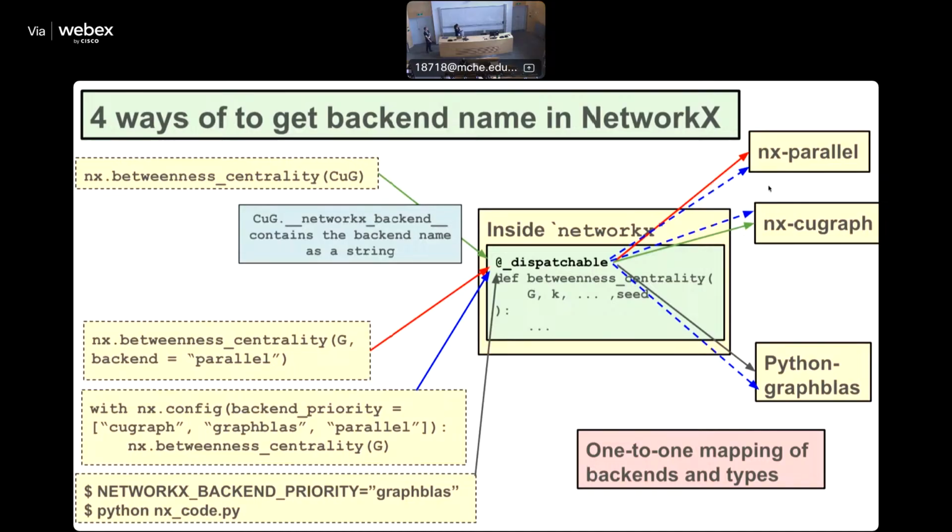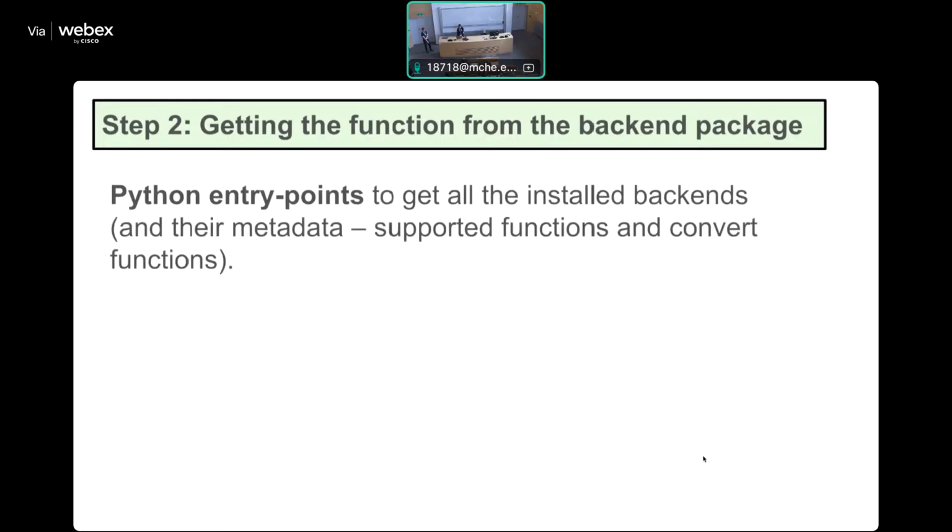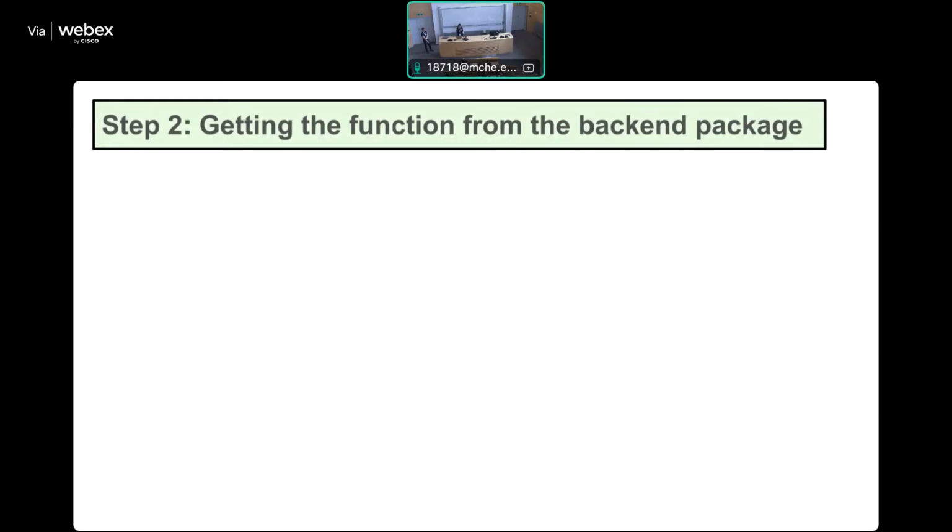So these are the 4 ways that I kind of showed. The first one is type based, but the cugraph object has a NetworkX backend header which stores the backend name, and in these 3 ways the user is directly getting the backend name, and there's a one-to-one mapping between backend and types. But now, how do we find the backend just by name?